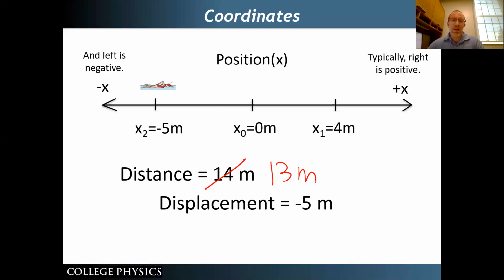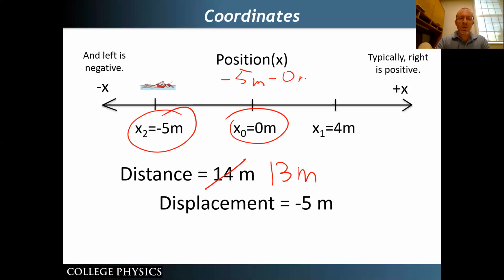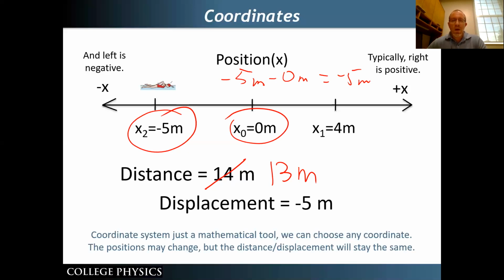Her displacement, on the other hand, well, she ended up at a position of -5 meters. She started out at a position of 0 meters. So her displacement would be -5 meters minus 0 meters equals -5 meters. So final minus initial, and so her displacement would be -5 meters. And that -5 meters does have both the size and the direction information because we included the negative sign. We're just worried about motion in one direction, so to the right is positive, to the left is negative. The negative sign helps us include that direction information.